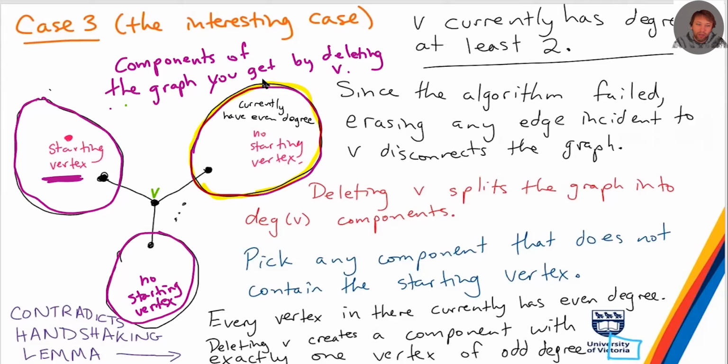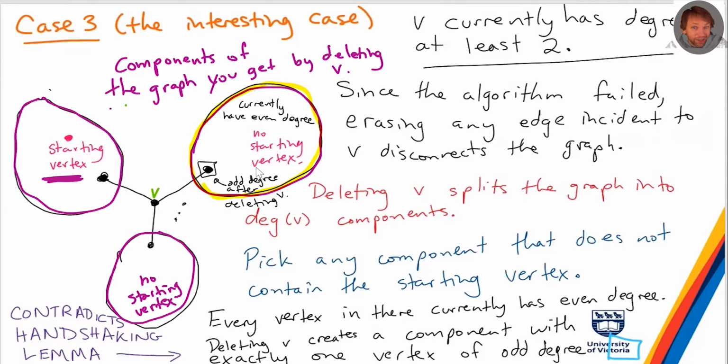But what if I now think about this component after I delete V? This vertex here that's adjacent to V, when I delete V, its degree goes from even to odd. None of the other vertices here change their degree, because this edge is the only one from V into this component, since erasing this edge would disconnect the graph. This is rather complicated, but here's the point: in this component, after I delete V, there is exactly one vertex of odd degree.